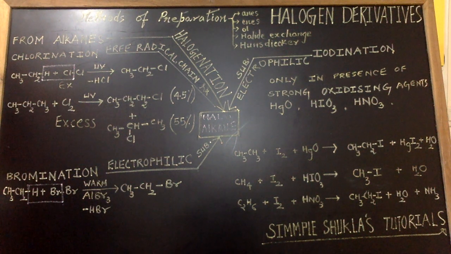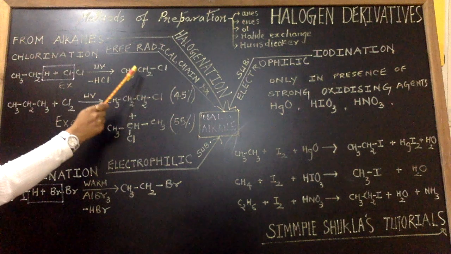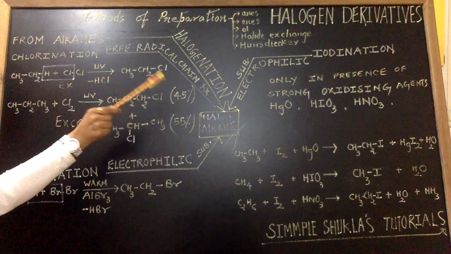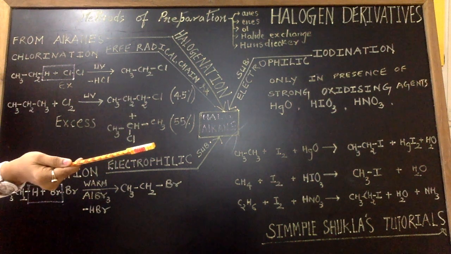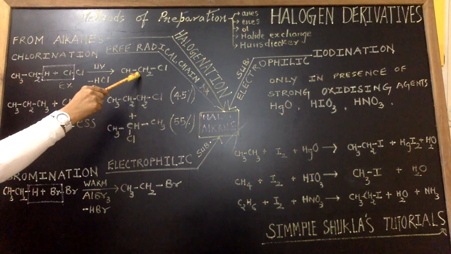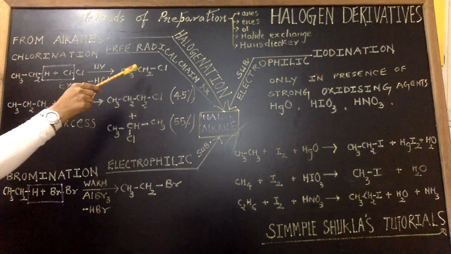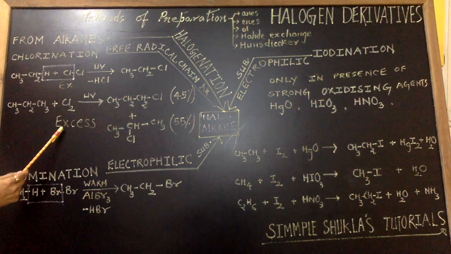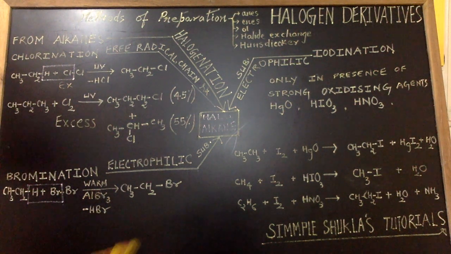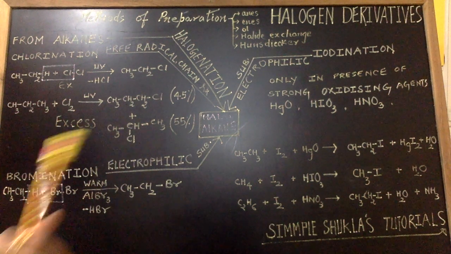Now, in order to get monohaloalkane as the major product and not all kinds of halogen derivatives, the reaction is carried out with excess chlorine.